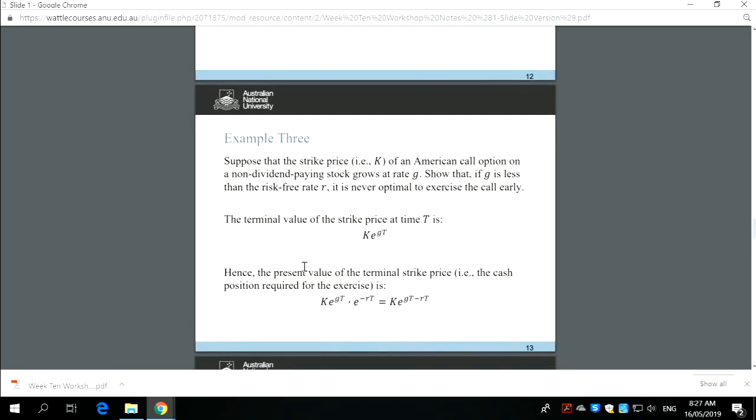Okay, so let's have a look at the third question. The third question is quite interesting. It says, suppose the strike price of an American call option on a non-dividend paying stock is growing at a rate of G. So we know that in a regular American call option, the strike price is fixed, right? But here the strike price changes over time, and it is growing at a growth rate of G.